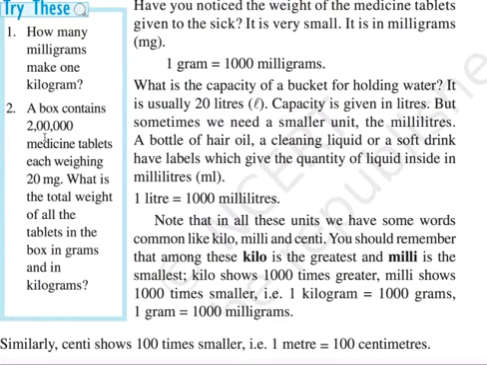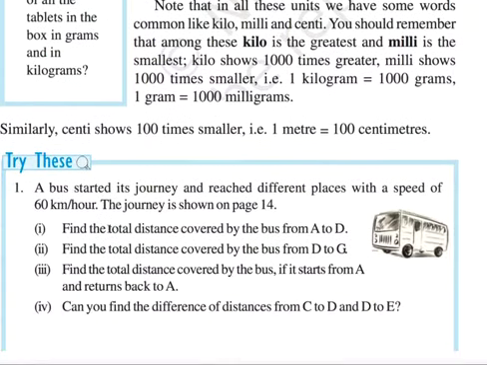A box contains 2 lakh medicine tablets, each weighing 20 milligram. What is the total weight of all the tablets in the box in grams? In grams we will find first. Milligram is 10 power minus 3 grams, so remove 3 zeros. 200 into 10 is 2000, 2000 into 2 is 4000, 4000 grams. In kilograms, 4 kilograms. Okay, right.